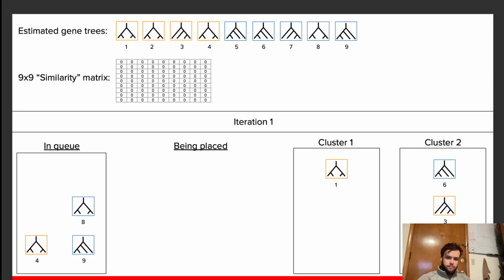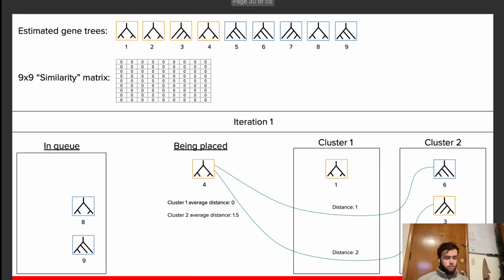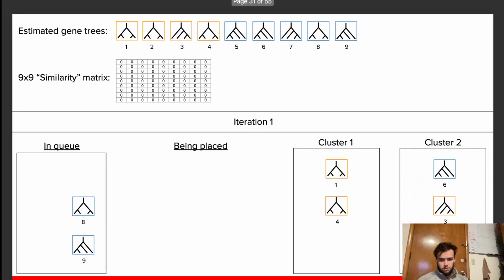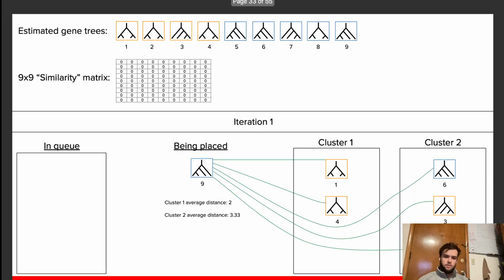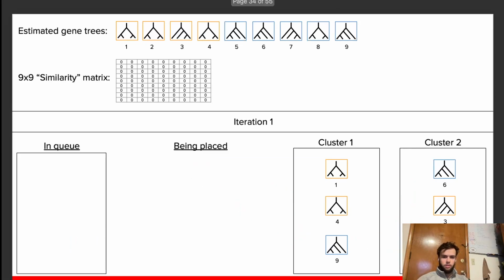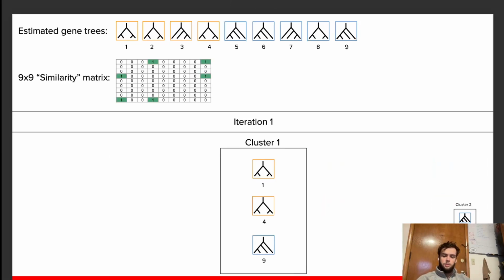And the distance here is just a placeholder, just made up numbers, but you can substitute any distance metric you want for this algorithm. And so we run through doing this for every single gene tree that's in the queue, placing them. This one's closer to cluster 1, this one's closer to cluster 2, and this one's closer to cluster 1. And we come up with a result. Once we have a result, we look at each of the gene trees, and we look at the pairs of trees that ended up in the same cluster together.